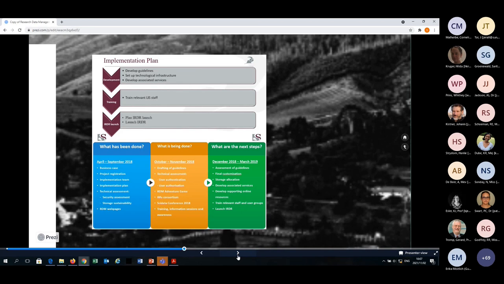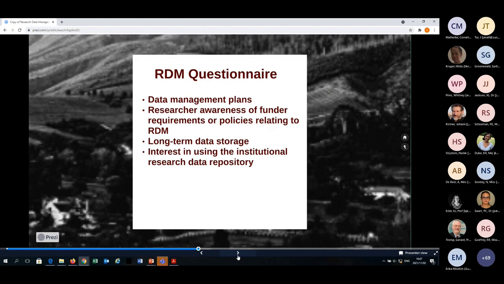The library also conducted a bit of a survey. So this was a questionnaire just to find out the awareness that researchers had about research data management, about data management planning, as well as the degree of interest that there was surrounding the use of an institutional research data repository.